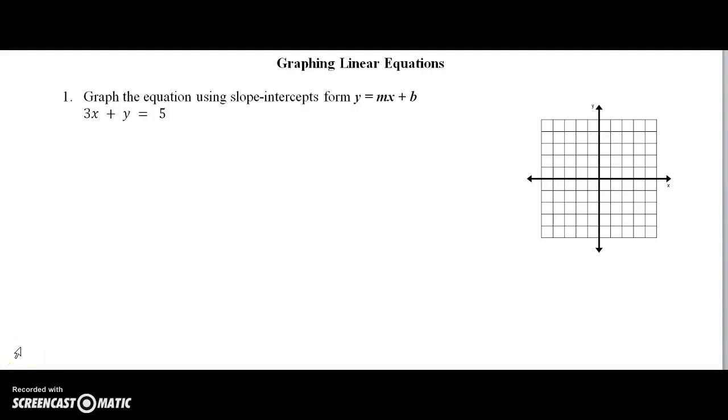Hello beautiful people. Today we're going to be reviewing graphing linear equations by using slope-intercept form and by finding the x and y intercept. Number 1, graph the equation using slope-intercept.